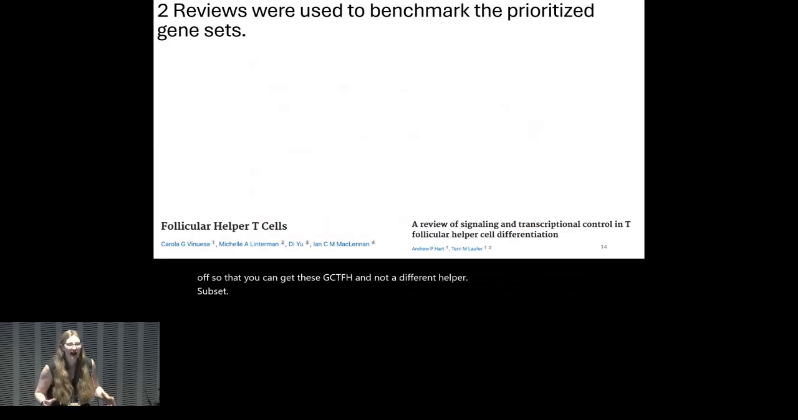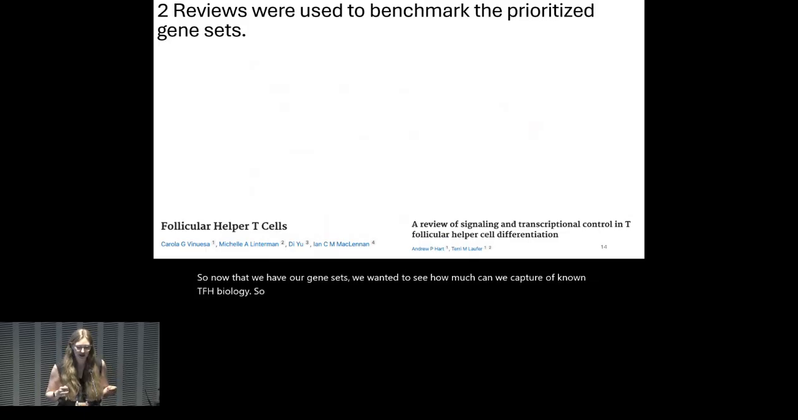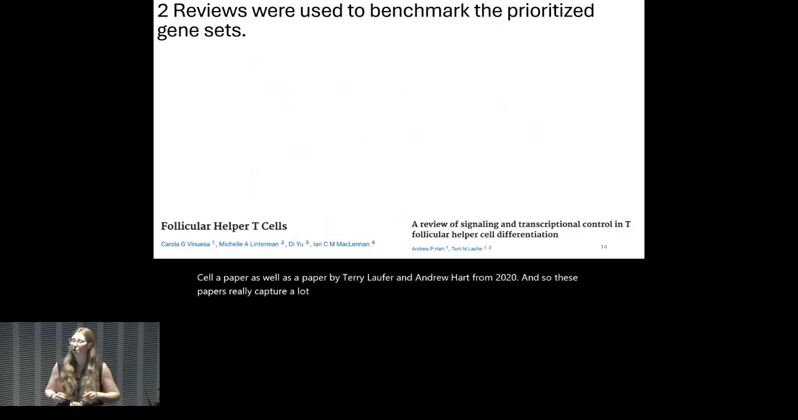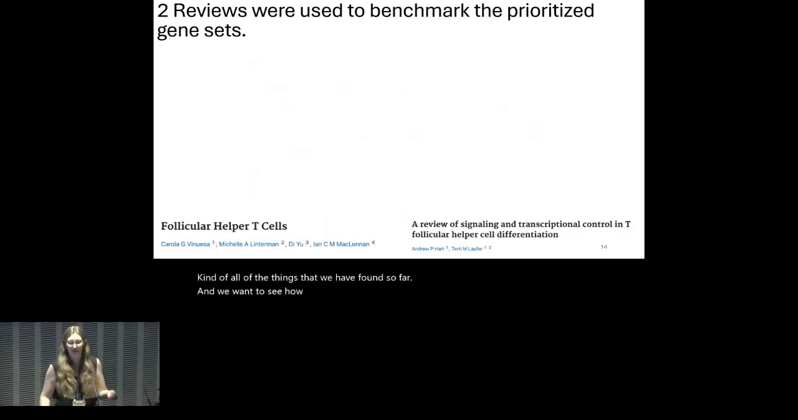So now that we have our gene sets, we wanted to see how much can we capture of known TFH biology. So we used 2 different papers. We have the Carolella Vinuesa follicular helper cell paper, as well as a paper by Terry Loffer and Andrew Hart from 2020. And so these papers really capture a lot of TFH biology over the decades, right? So they are kind of all of the things that we have found so far, and we want to see how much of that do we capture.